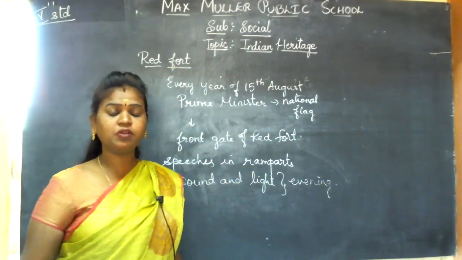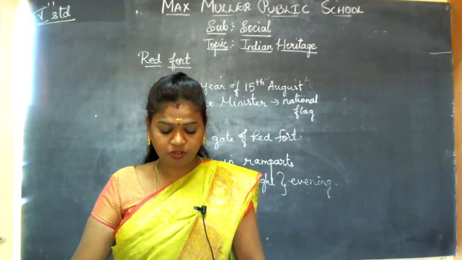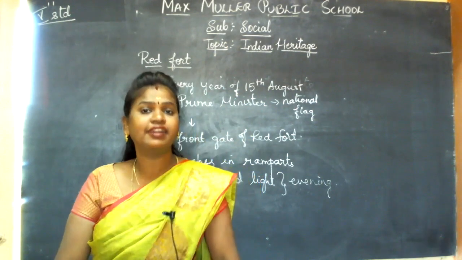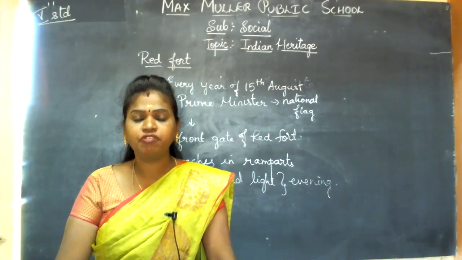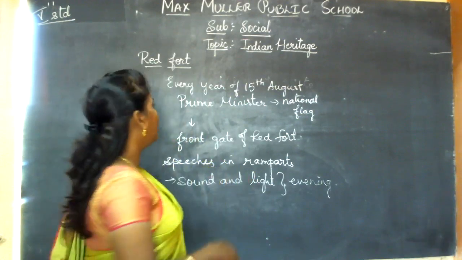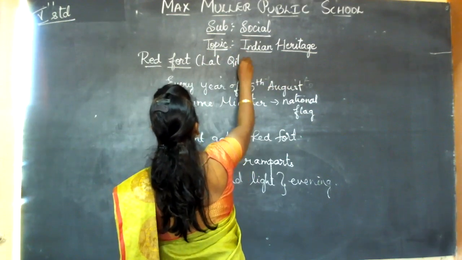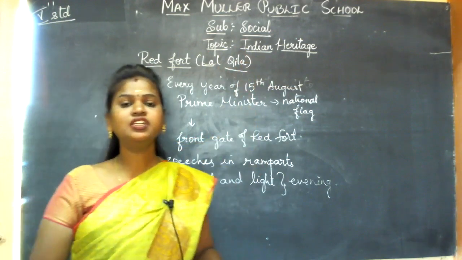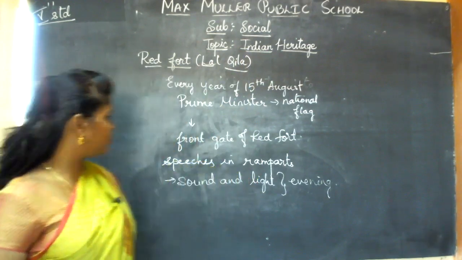So during evening time, you can see some beautiful sounds and lighting coming out from this Red Fort. And it is also a tourist attraction place, attracting tourists coming from different places. And Red Fort is also known as Lal Killa. What is the other name for Red Fort? It is known as Lal Killa. Okay, children. So this is about the Red Fort which we learned today. So the next one.